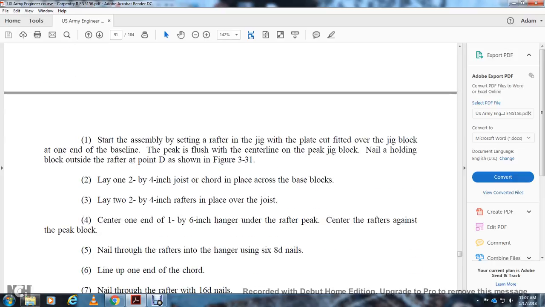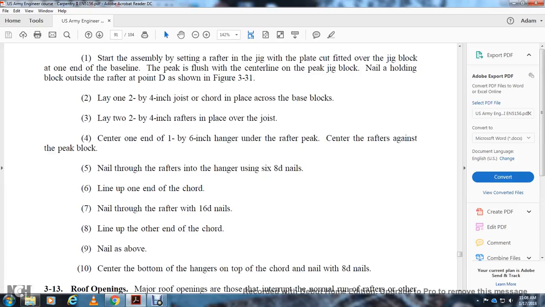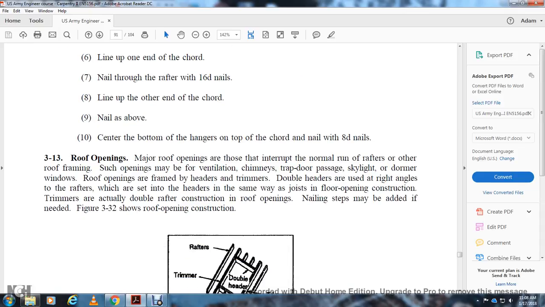Nail the other rafters to the hanger using 6 to 8 penny nails. Line up one end of the cord and nail through the rafter with 16 penny nails. Line up the other end of the cord and nail as above, then center above the bottom of the hanger, over the top of the cord, and nail with 8 penny nails.